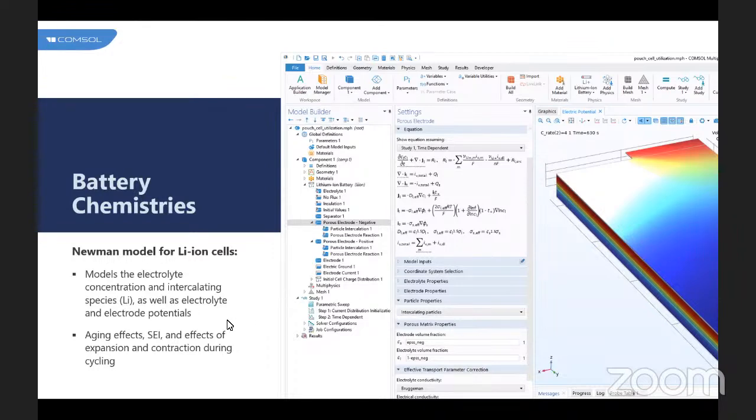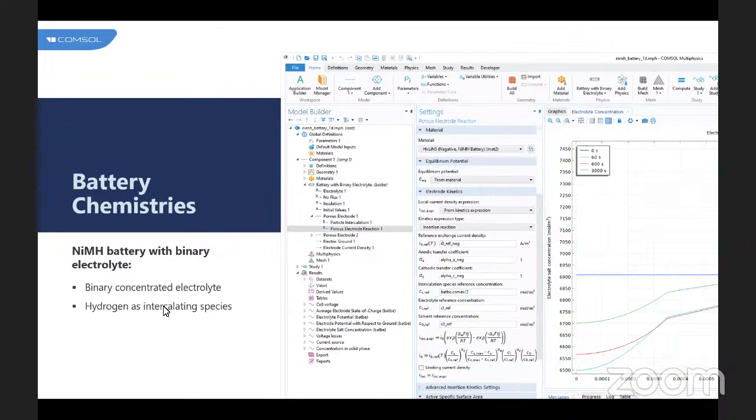lithium-ion cells. Moving on, suppose you have a nickel-metal hydride battery with binary electrodes. There's a different physics interface available. I'll not go into the detail, but you can see a porous electrode feature, and on that you are specifying the electrode kinetics here. So you get to enter a lot of different parameters, like reference exchange current density, anodic transfer coefficient, and so on. And once you give all this input, which means you're specifying your cell chemistry and the parameters, then you can simulate and see the results, how it's performing.